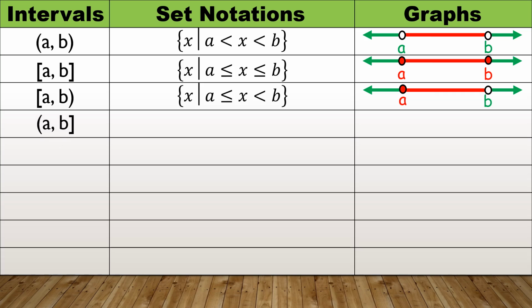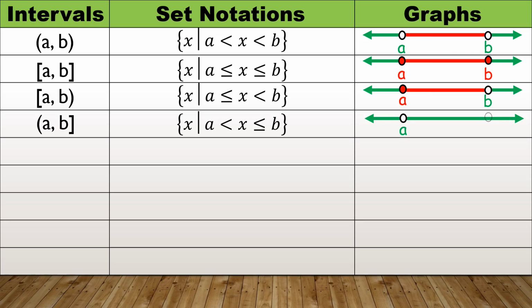Next, in this part, halos pareho lang nung nauna, si B naman ang included. So, for all values of x, such that x is greater than A, but less than or equal to B.